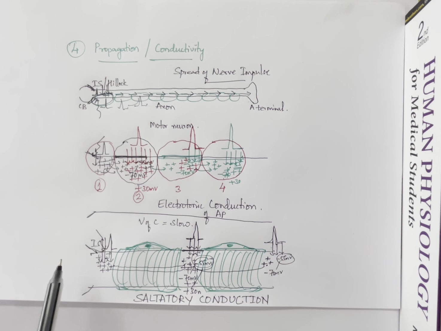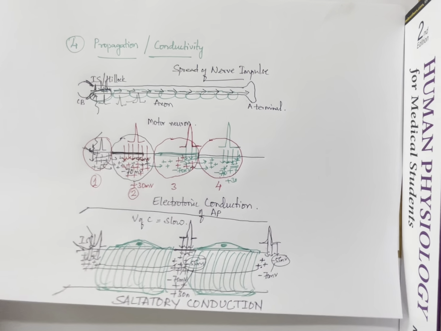How the action potentials or the impulses spread from one region to the other region all along the surface of the cell membrane in case of non-myelinated or unmyelinated neurons, and in case of myelinated neurons. So the two types of propagation of action potential you understood: electrotonic conduction and saltatory conduction. So now we'll move to the last property of action potential, that is accommodation.